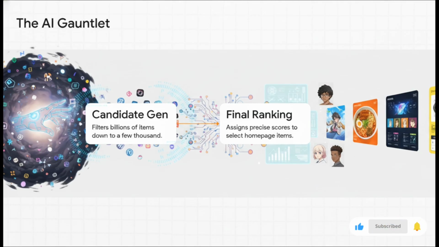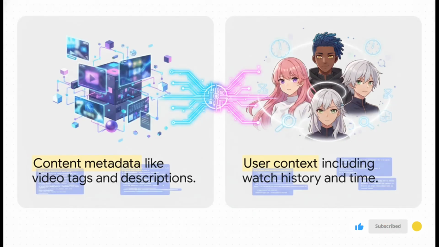Think of candidate generation as the broad stroke. The system basically says, okay, out of billions of items, let's immediately ignore 99.9% of them and grab a few thousand that might vaguely interest this specific user today. So here is exactly how the AI grabs those initial few thousand candidates.